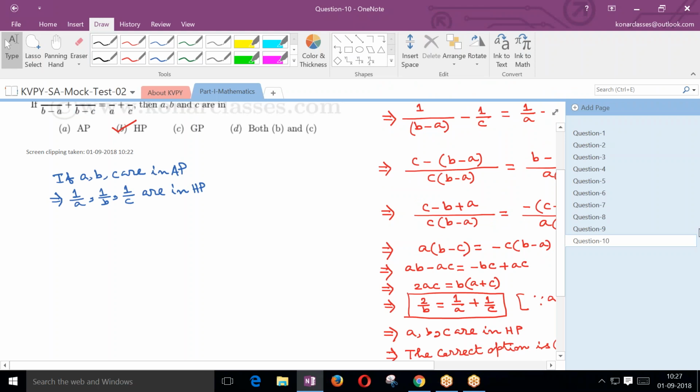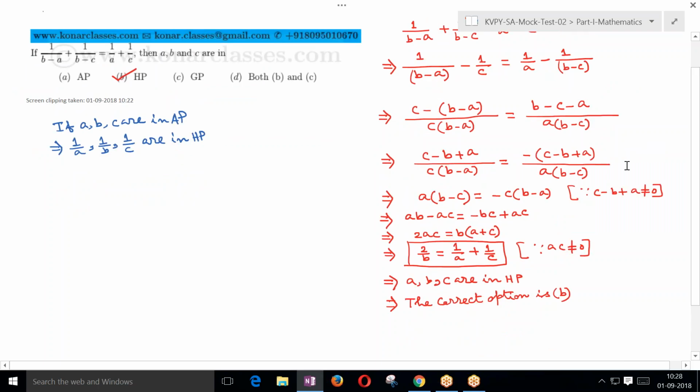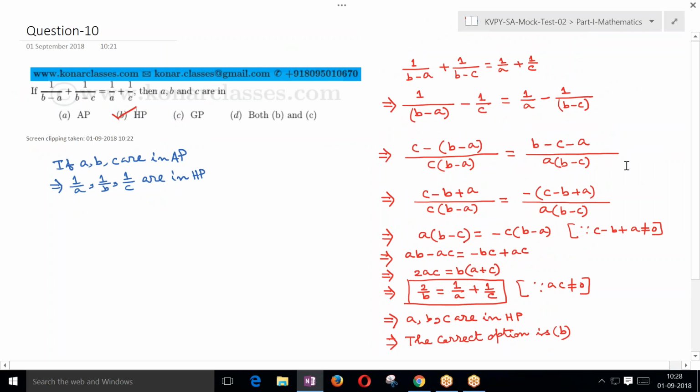Now let's go to the next question, which is question number 11. But yeah, please tell me. In these kinds of questions, in the second step, you've transposed 1 by c to the left side, and then you've taken 1 by the other side. So how do we know what to transpose? Exactly, correct. A very good question. What is your name?